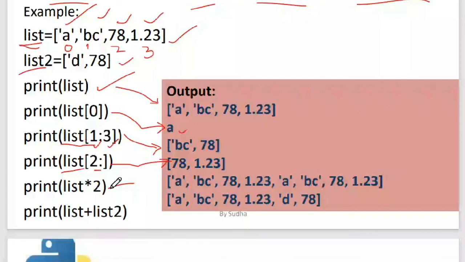And here I am concatenating both the lists. Okay, so I said list 1 plus list 2. So till here it is list 1, and D and 78 is list 2. So both the lists are printed here.